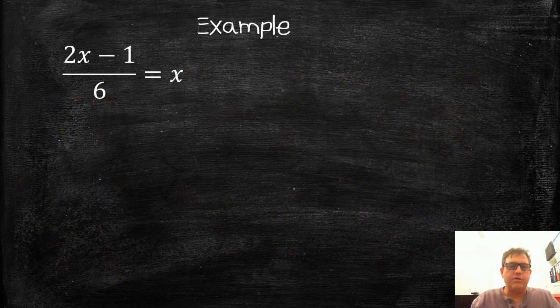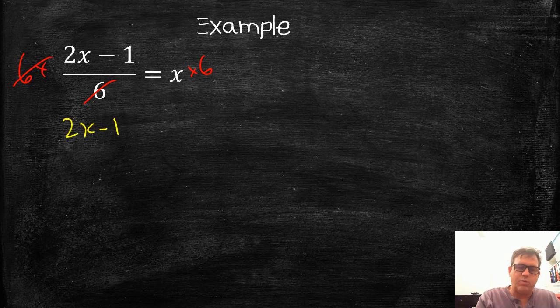Okay, let's look at another example. Now I have a fraction, but I also have a variable x on both sides. The steps are the same. All right, now yes, we want to get our x's together on the same side, but I need to get rid of this fraction first. So if I multiply both sides by 6, 6 divided by 6 is 1. So I'm going to end up with 2x minus 1 on the left equals 6x on the right. So I've got rid of the fraction.